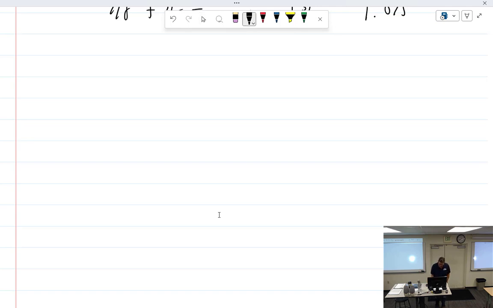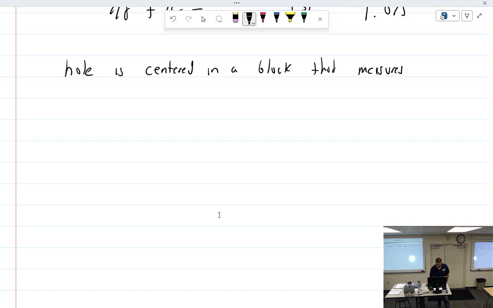All right. Okay, here's one out of a book. As I said, an example in a book. I don't know where I got this from. A hole is centered in a block that measures 5 7/16 by 3 5/8. Where is the center of the hole?